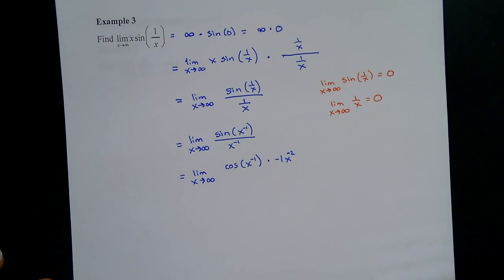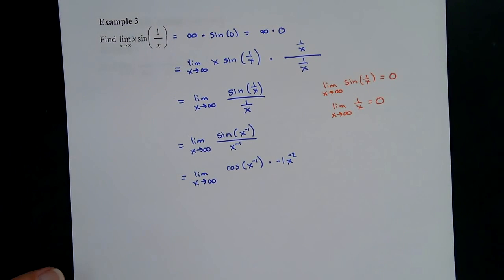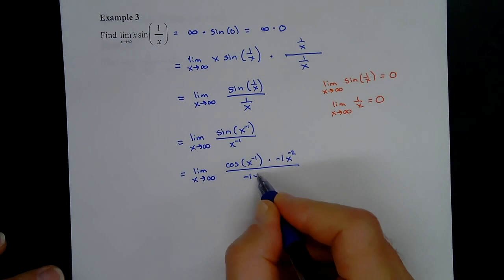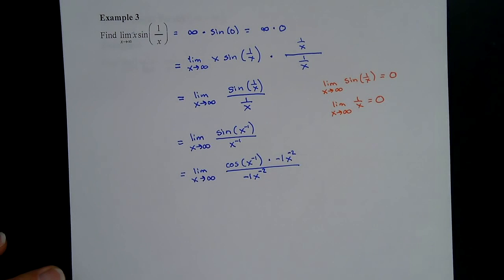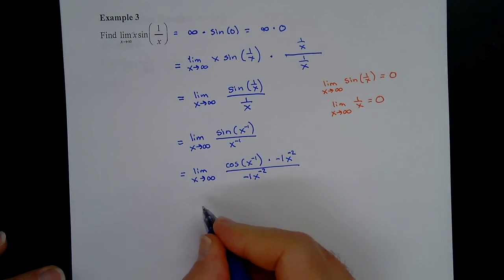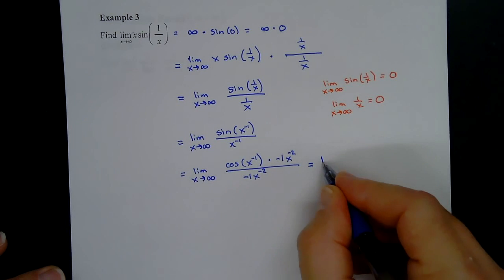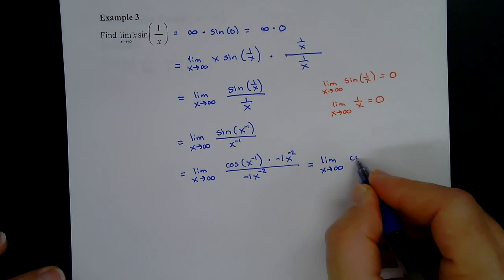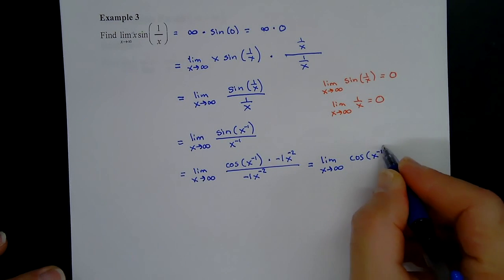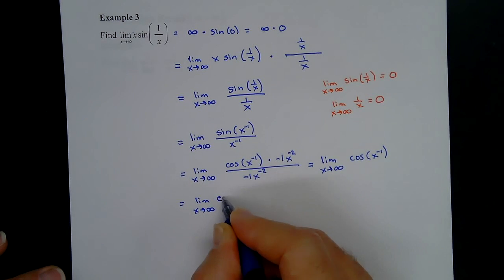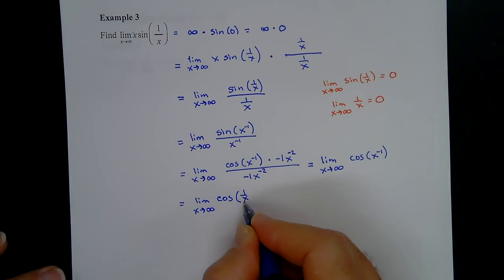X to the negative 2, rather. Whoops. Okay, so negative 1 x to the negative 2. All right, over, and this becomes negative 1 x to the negative 2. All right, and these two cancel out, right? So you're left with the limit as x approaches infinity of cosine of x to the negative 1. Or we're left with the limit as x approaches infinity of cosine of 1 over x.